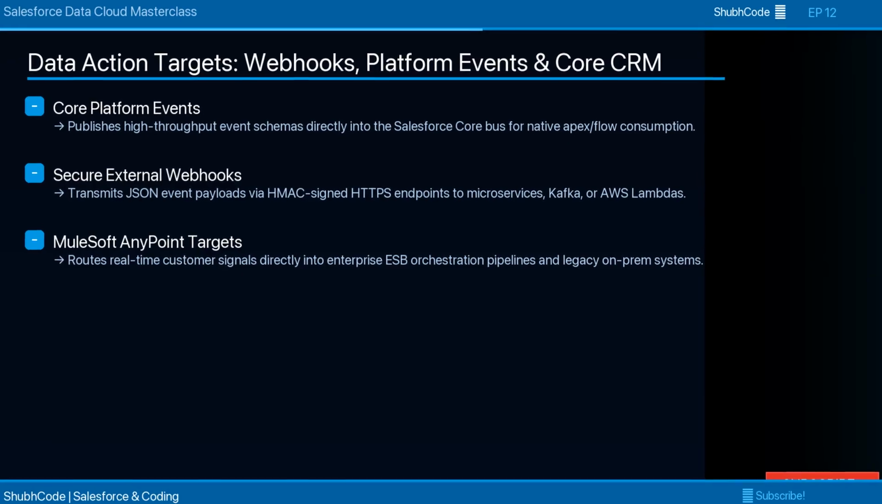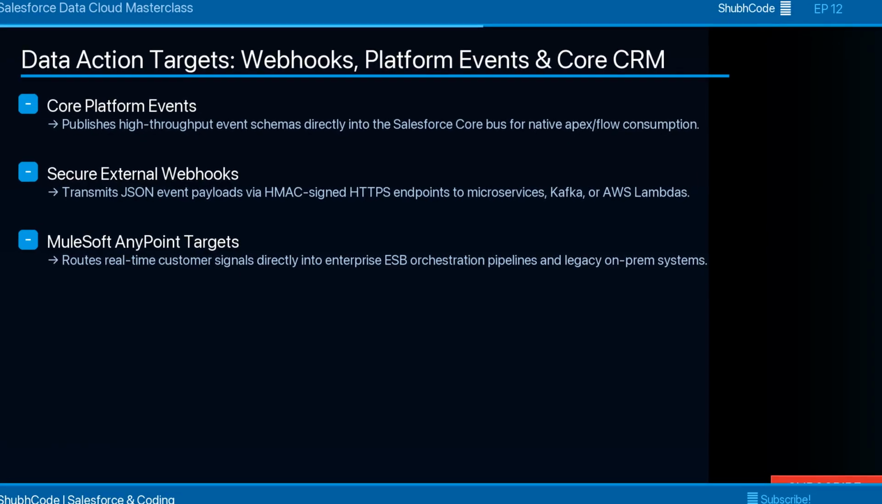A data action needs a data action target to know how and where to dispatch its event payload. You can route data actions to 3 primary destinations: Salesforce platform events in core CRM, external webhooks, or native MuleSoft endpoints. By pushing an event to a core Salesforce platform event, you effortlessly bridge Data Cloud into the transactional core database. This allows enterprise architects to build unified architectures where big data analytics and transactional operational CRM communicate seamlessly without custom middleware or fragile polling scripts.